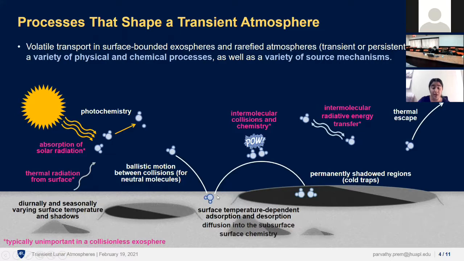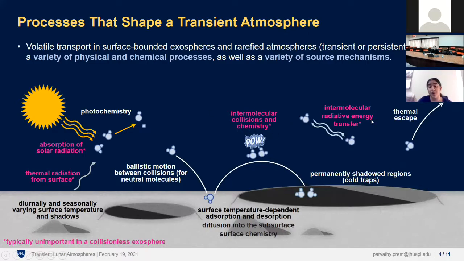Sometimes a molecule can land in a permanently shadowed region, which you've probably heard about earlier in this seminar series, but these are places that are so cold that molecules can be thermally stable for billions of years, for really geological timescales. If the atmosphere is thick enough, molecules can also collide. The things in pink here are processes that are usually not important on the moon, but they can be important when the moon has a temporary atmosphere. So when there is enough air around the moon, molecules can collide.